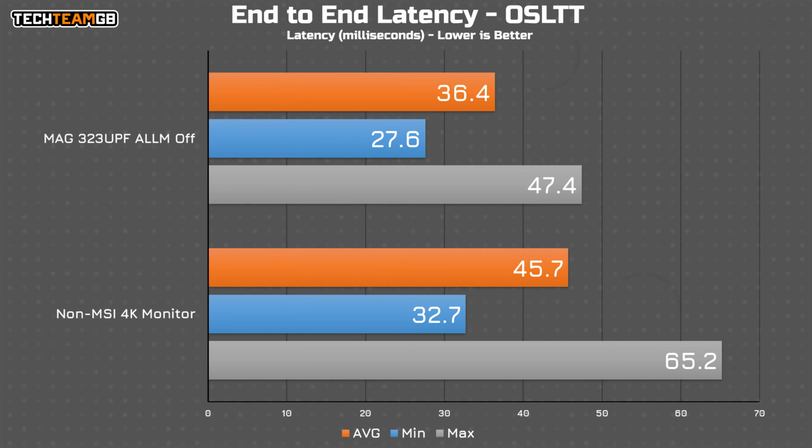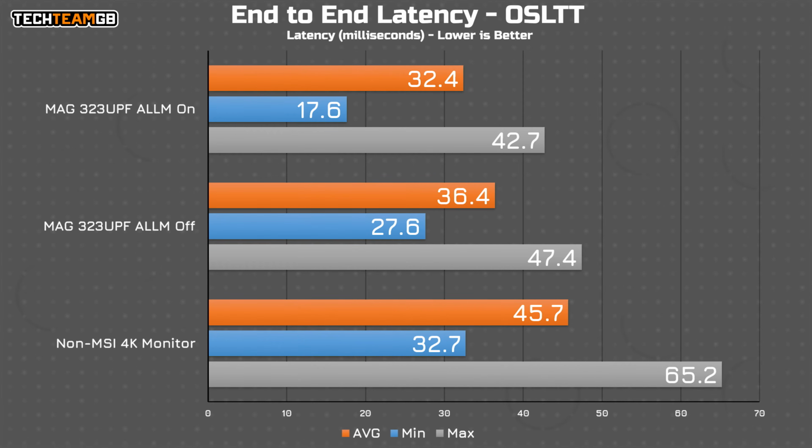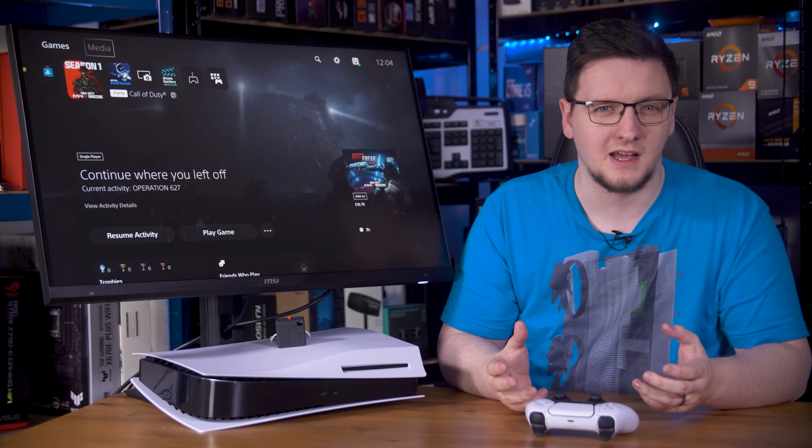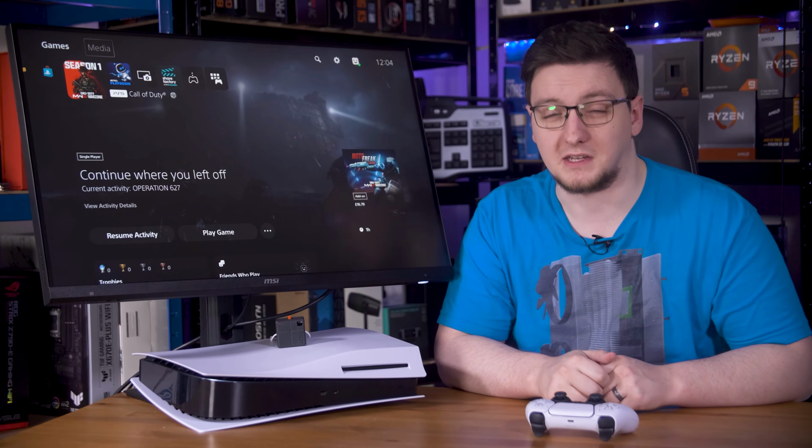The real trick though is when you turn ALLM on, where the average drops again down to 32.4 milliseconds. That is less than the lowest result from the other monitor, and actually the highest result here is a full 3 milliseconds faster than the average from the first result. That's a significant difference.